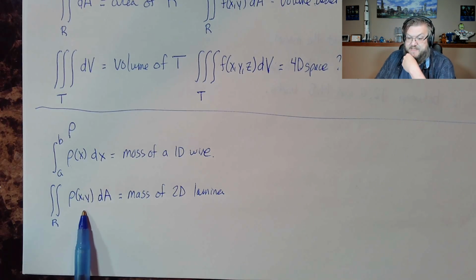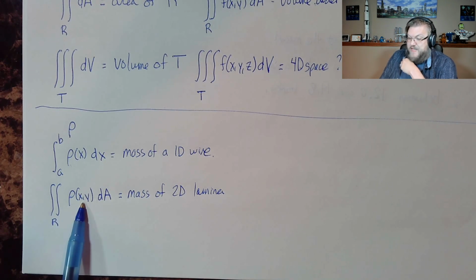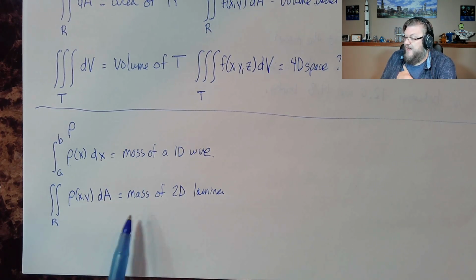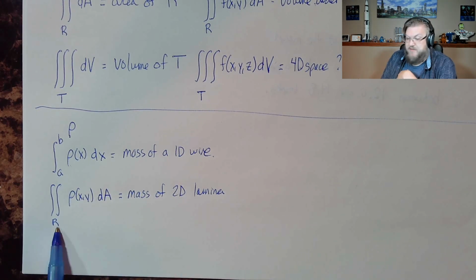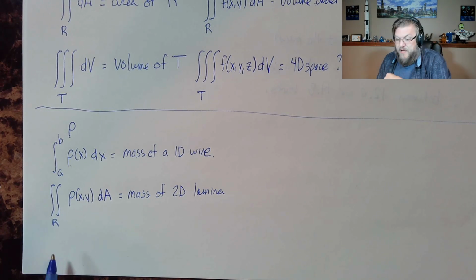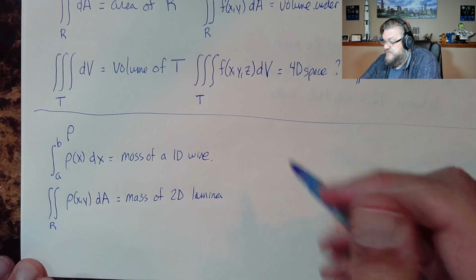Right? So as long as this is a mass density function, and I double integrate over that density function with respect to A over R, I get the mass of a two-dimensional lamina. That's a thin plate, right? That's the shape of R. Well, I think I have a natural extension in this way.